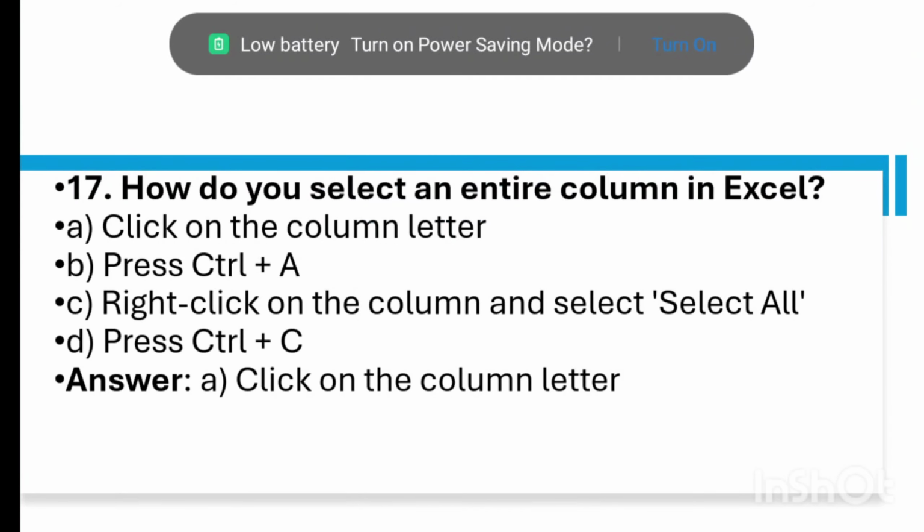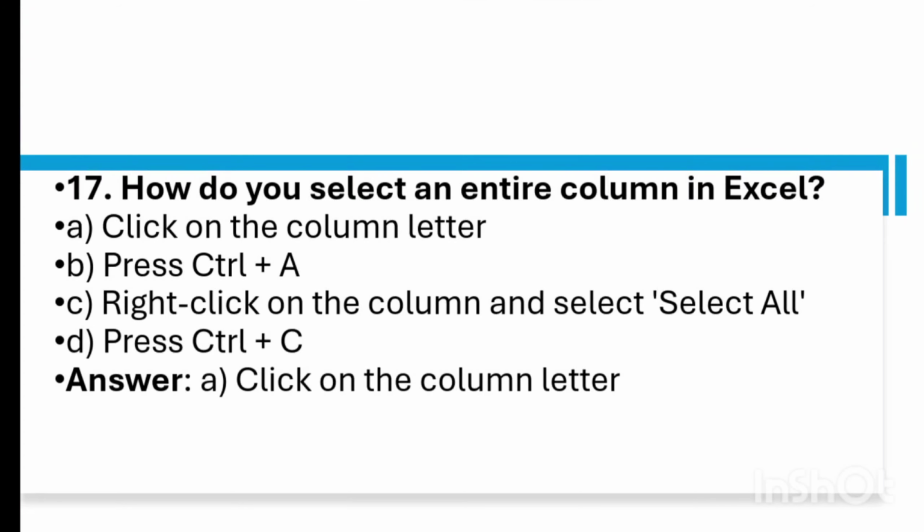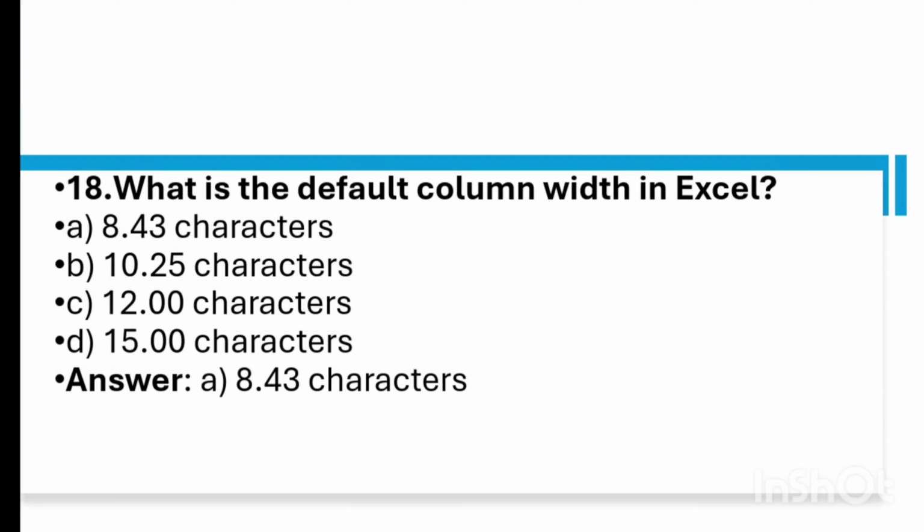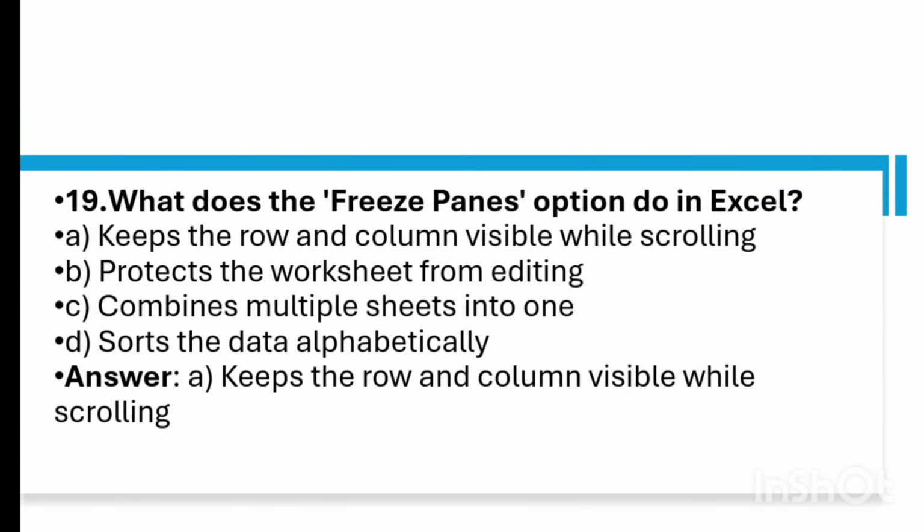Question number 17. How do you select an entire column in Excel? Options are A. Click on the column letter, B. Press Ctrl plus A, C. Right click on the column and select all, or D. Press Ctrl plus C. So the correct answer is option A. Click on the column letter. Question number 18. What is the default column width in Excel? Options are A. 8.43 characters, B. 10.25 characters, C. 12 characters, or D. 15.00 characters. So the correct answer is option A. 8.43 characters.